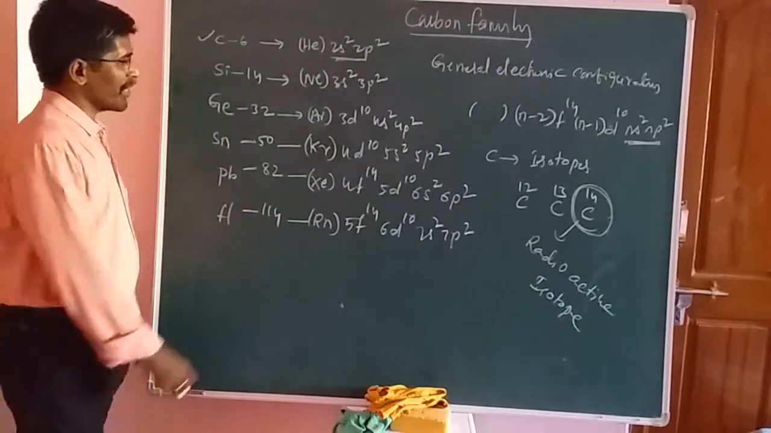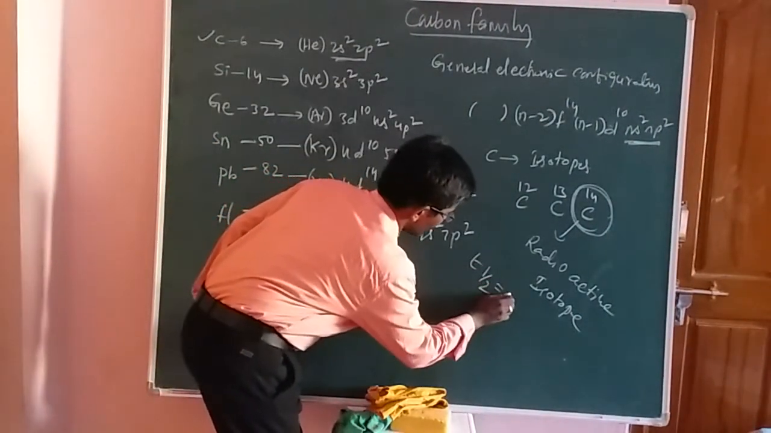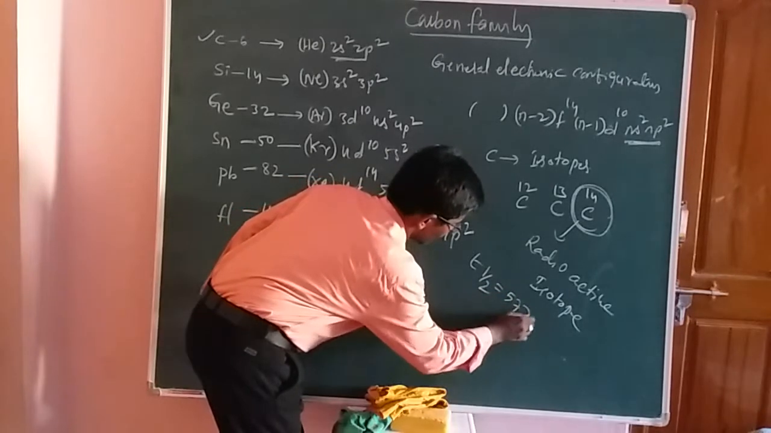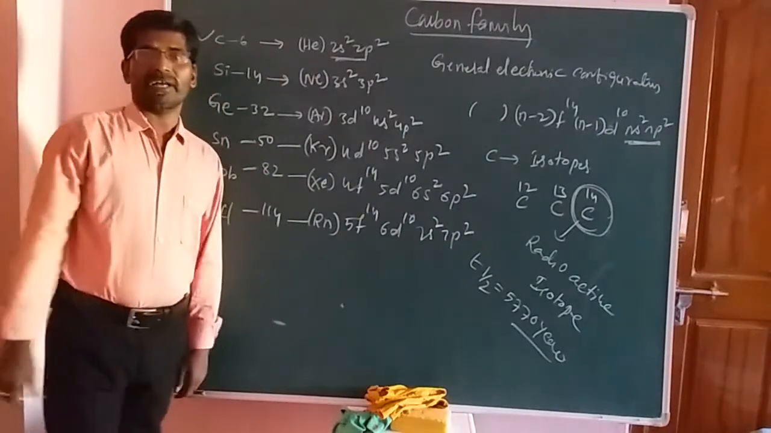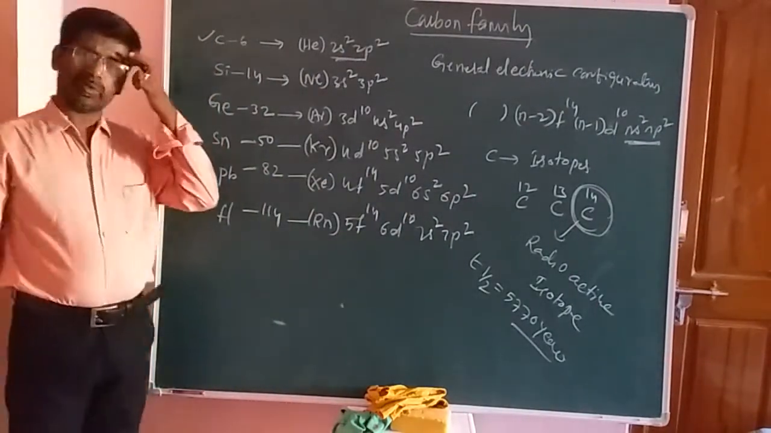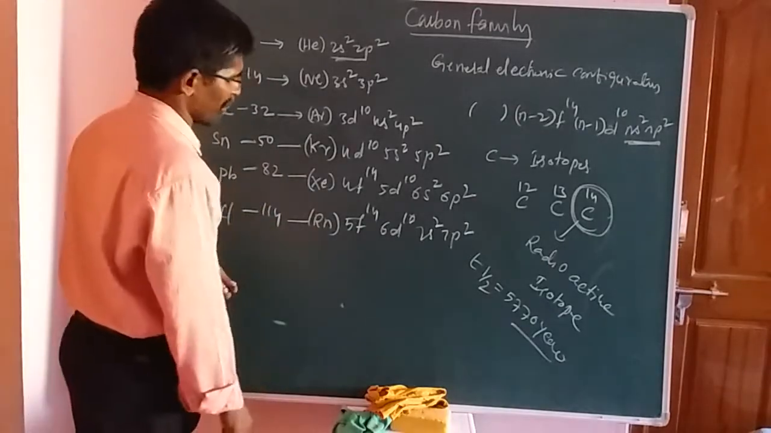The half-life period of the C14 element, the t-half, is 5770 years. So this is the half-life period of the carbon isotope. Now, how can you prepare the carbon isotope?